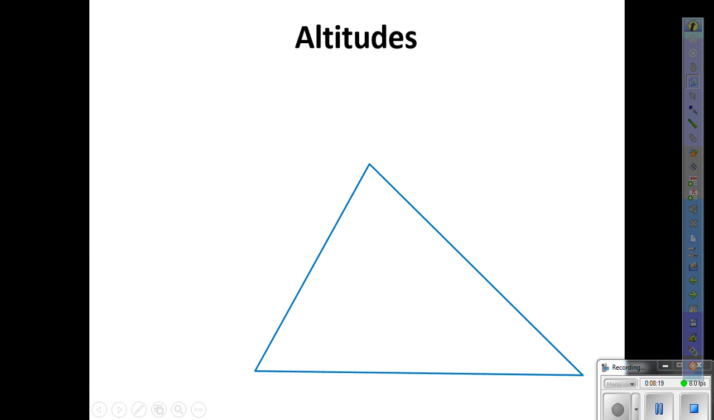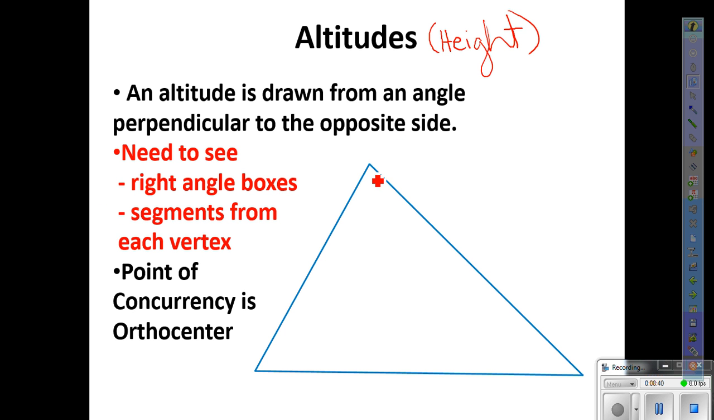Altitudes. So another loaded word. This one you may have actually heard before. It is also associated with height. When we do 1/2 base times height to find the area of a triangle, the altitude is the height that we are talking about. So what is required to be an altitude? All right, an altitude is drawn from an angle to the side, and it has to be perpendicular to the other side. So if you remember, perpendicular bisectors were perpendicular to a side, but they didn't necessarily go through the angle. An angle bisector had to go through the angle, had to go to the corner, but it wasn't necessarily anything special to the other side.